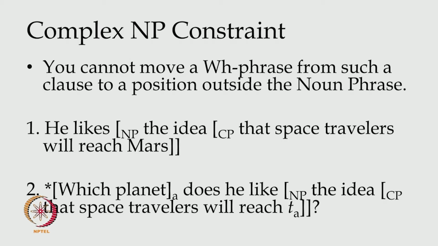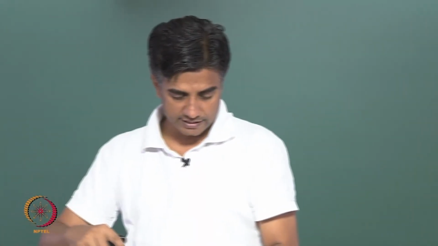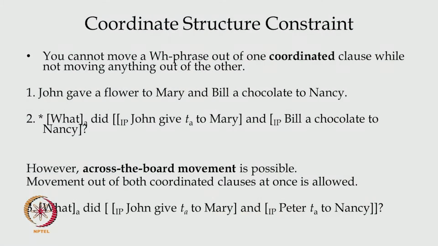Okay? From that, we are trying to question the planet. So, we are saying, which planet does he like the idea that a space traveler will reach? Get it? Can you see the point with the bracketing? Is that clear? You can see the same thing in the structure too, but I hope you have the structure in mind and then you can see the extraction is not working out clearly. Clear? Any issue? Questions? Okay. All right.